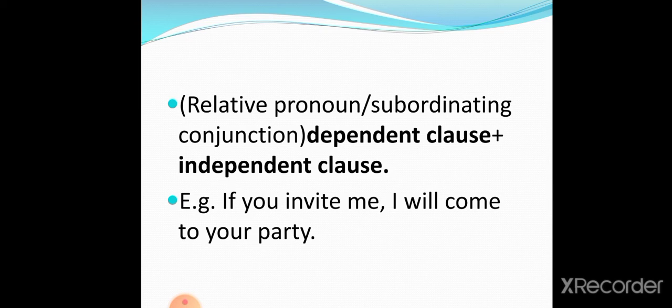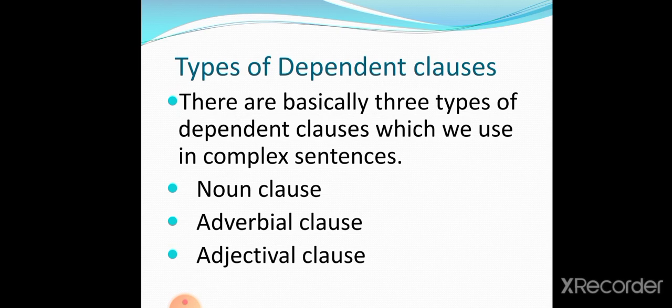Here first we have the dependent clause. It starts with the subordinate conjunction, that is, if you invite me. If first we have the dependent clause, then the independent clause, we join them both with a comma, as I have joined over here. If you invite me, comma, I will come to your party. Is it clear?